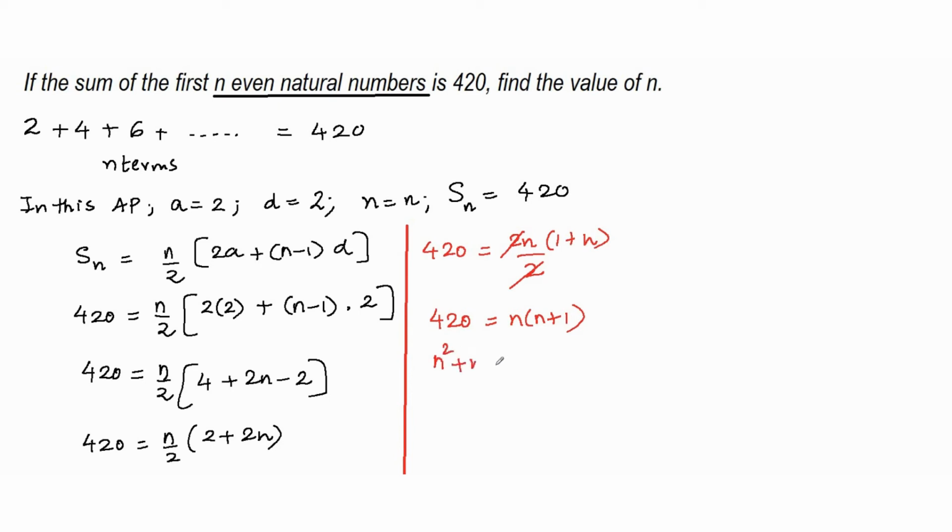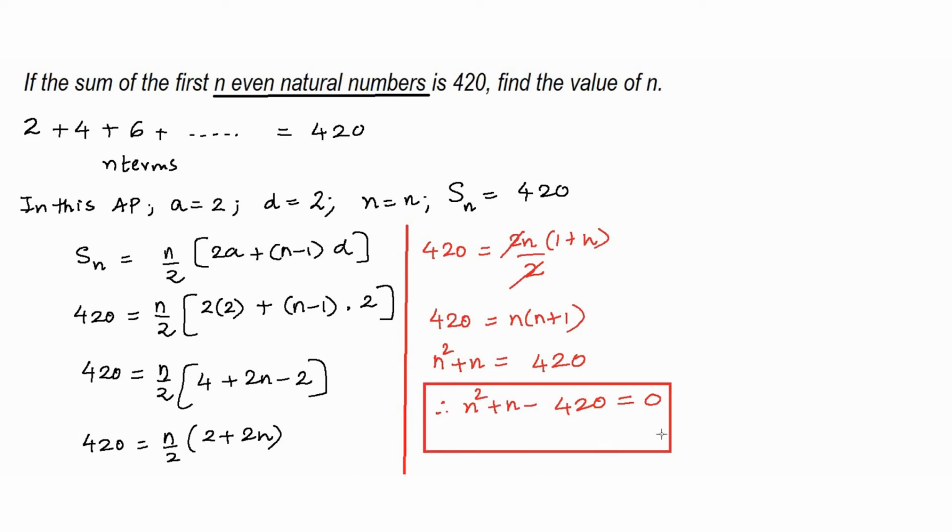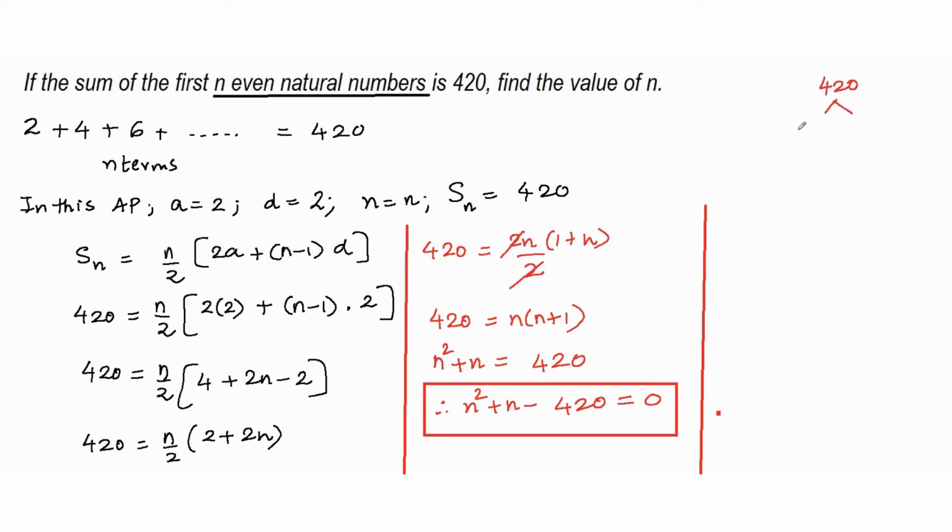Or I can say n square plus n is equal to 420, and therefore n square plus n minus 420 is equal to 0. This is my quadratic equation, right? Now I can think about solving this equation. Again, my product is negative 420 and the sum is positive 1. So let's start splitting 420. 42 tens are and still not giving me a sum of 1. Let's divide by 2. So 21 20s are, and bingo, this is my right option.